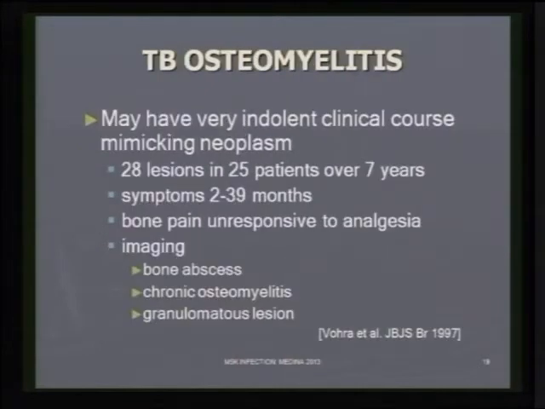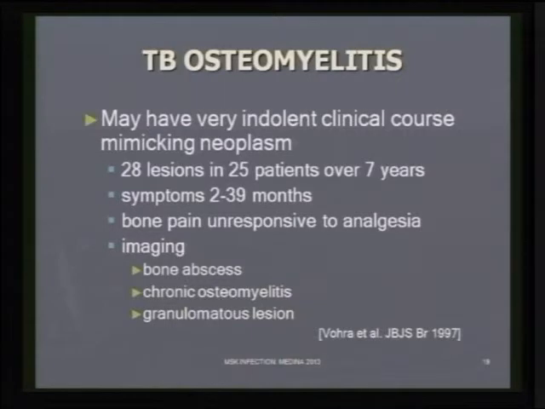So I want to talk a little bit about tubercular osteomyelitis. There are several aspects to TB osteomyelitis which I think are interesting because it can mimic tumour and neoplastic disease. Again, just from the clinical point of view, this was a study published back in 1997 from India where the authors described 28 lesions in 25 patients presenting over a 7-year period. Just to note again, the potential length of symptoms can last over 3 years, and the bone pain is usually unresponsive to analgesias. So again, the long length of presentation in bone abscess should not necessarily put you off the diagnosis of a potential infection within bone.